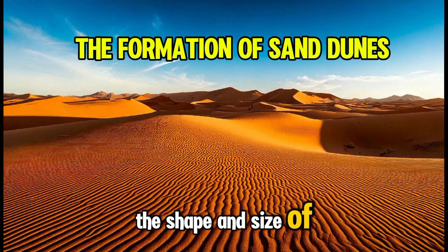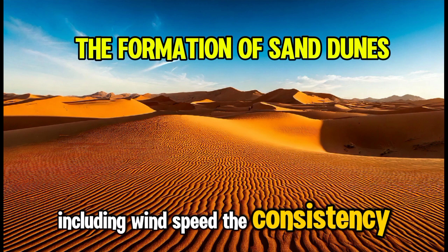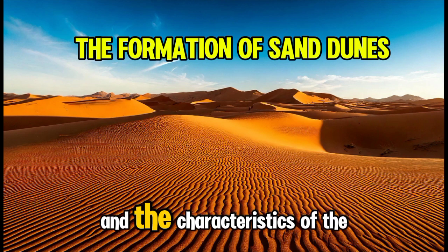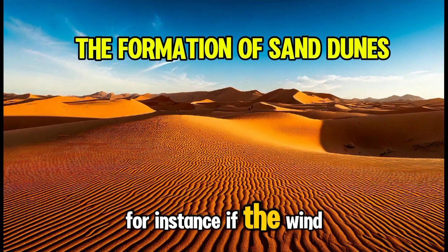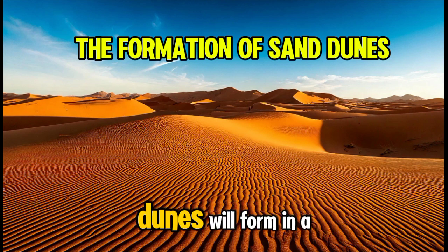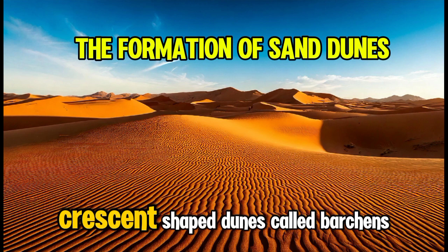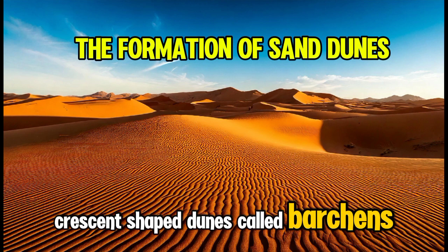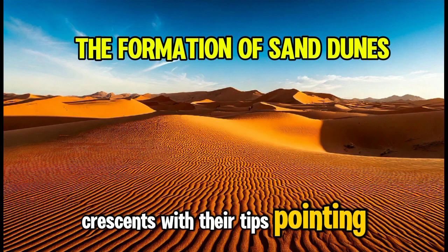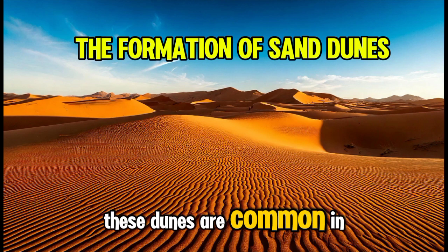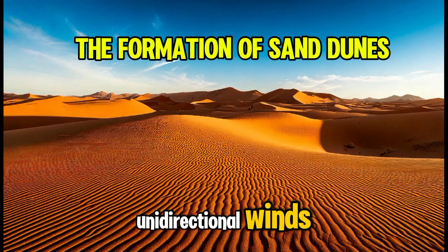The shape and size of sand dunes are influenced by many factors, including wind speed, the consistency of wind direction, and the characteristics of the sand itself. For instance, if the wind direction remains stable, dunes will form in a more organized manner, often creating long ridges or crescent-shaped dunes called barchans. Barchan dunes are shaped like crescents, with their tips pointing downwind. These dunes are common in areas with limited sand supply and strong, unidirectional winds.